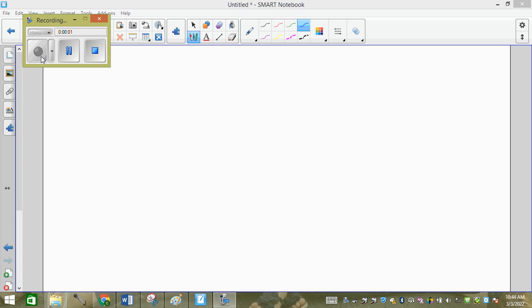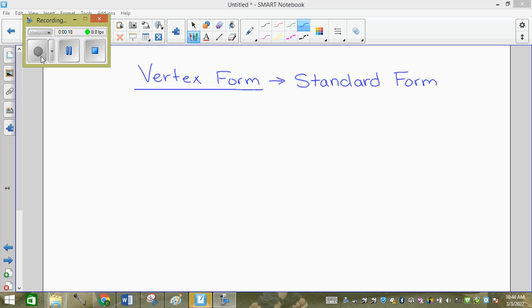So what we're going to do today is go from vertex form to standard form. Vertex form is y equals a(x minus p) squared plus q. And then we're going to go to standard form, which is y equals ax squared plus bx plus c. No brackets.